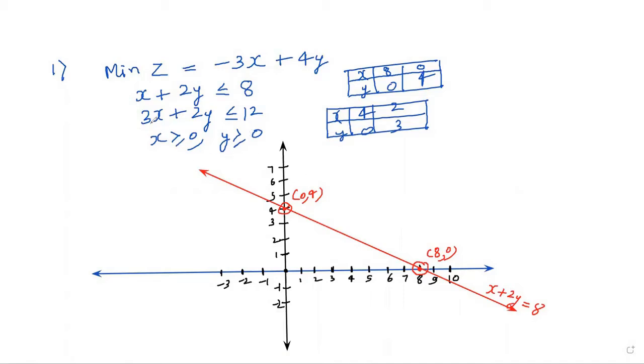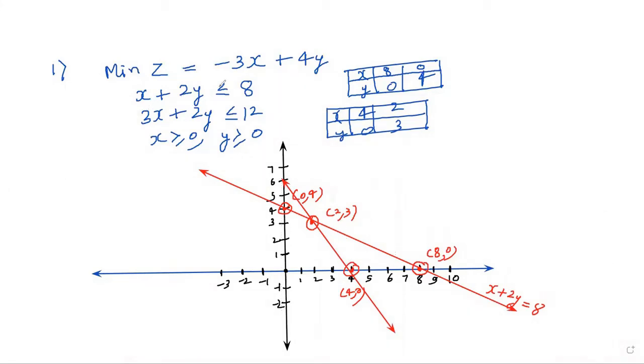Now the second one, for 3x plus 2y equal to 12, we have the points as 4 comma 0, and another one is 2 comma 3. It will be somewhere here. So this is 2 comma 3, and this is 4 comma 0. So let's join them. If we join them, we'll get something like this, right? Let me shift the line a little bit to this side. Yes, it'll look something like this, right?